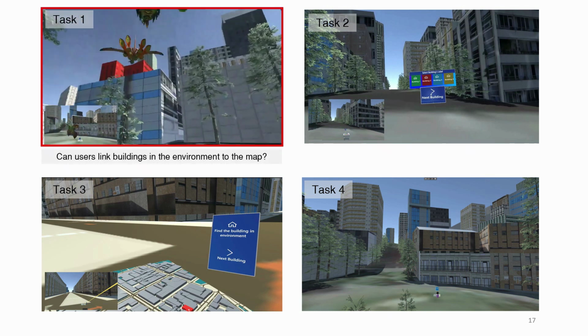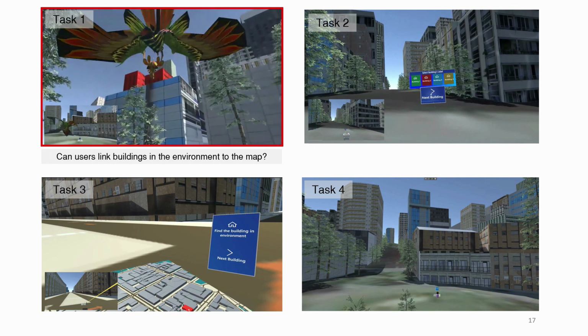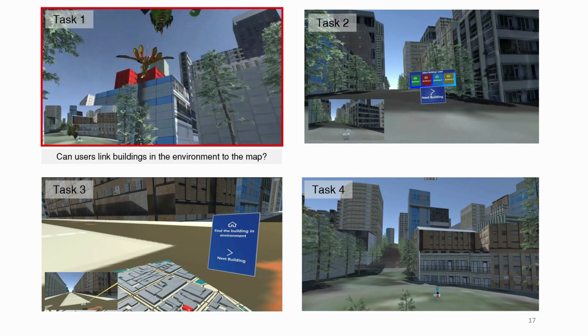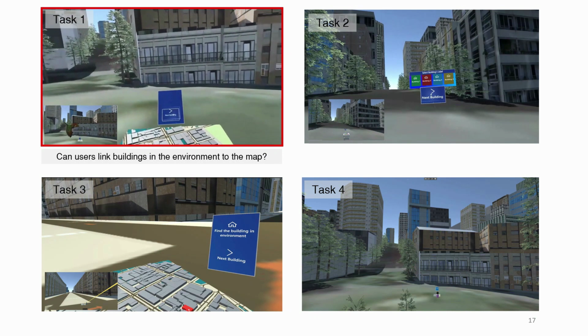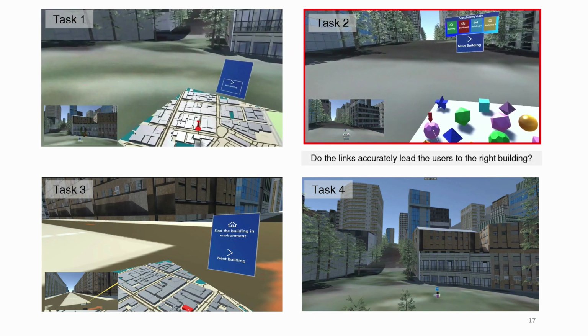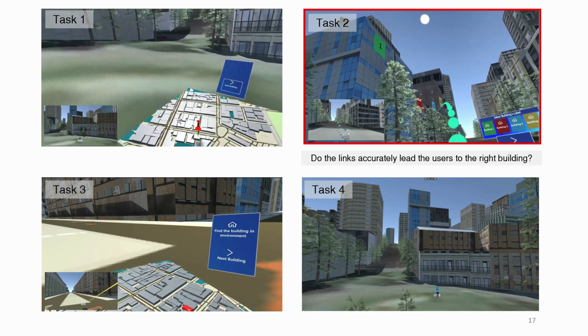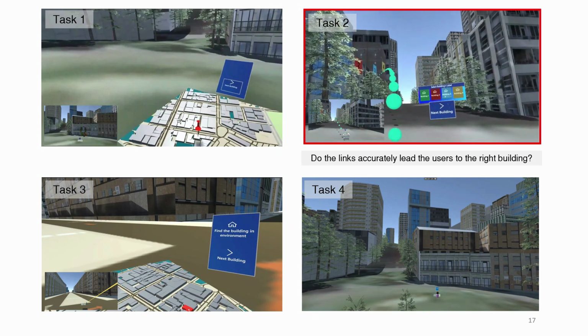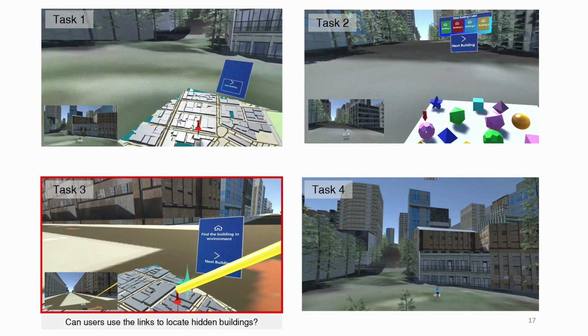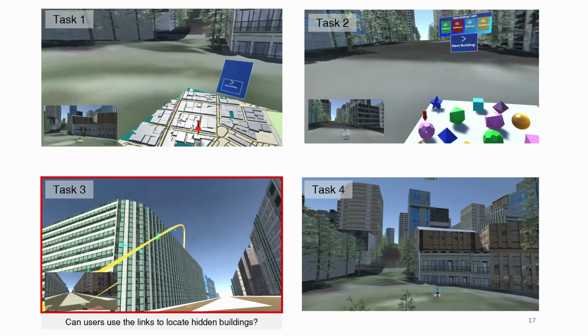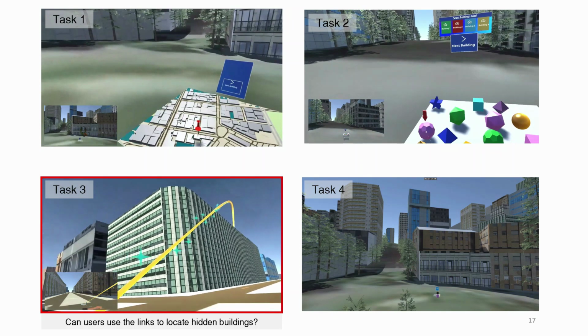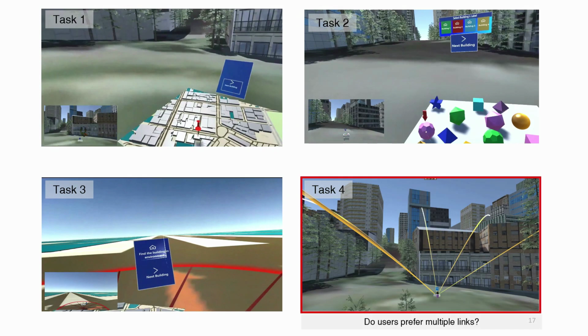In task one, one building was highlighted in the environment, and the participants were asked to find the corresponding building on the map. In task two, we replaced the map with abstract shapes to prevent the participants from using their map reading skills to identify buildings. In task three, the purpose was to check if the links are useful in identifying hidden buildings. And in task four, we asked participants to activate multiple links and provide us with feedback.